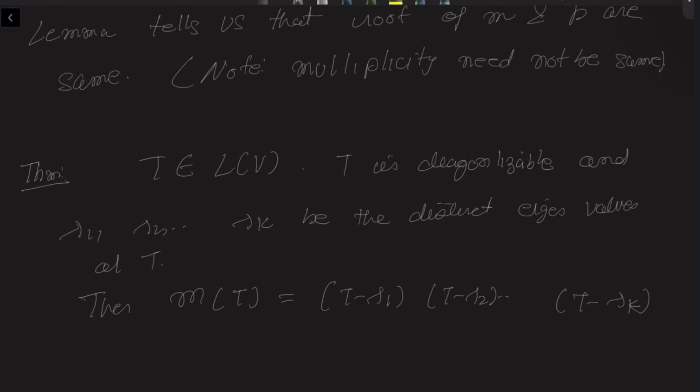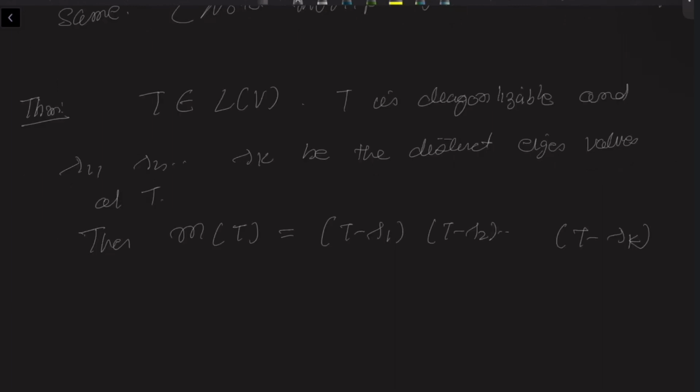So see, here t minus lambda 1, t minus lambda 2, up to t minus lambda k, all these are individual polynomials of degree 1, and degree 1 polynomials we say are linear. So we have written our minimal polynomial m of t as a product of linear factors. So this is the theorem: if t is diagonalizable, then the minimal polynomial is a product of linear factors. So let us see the proof.